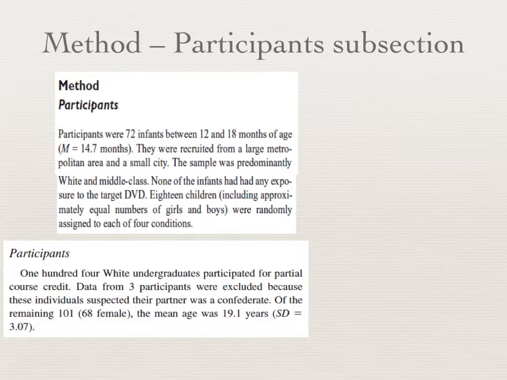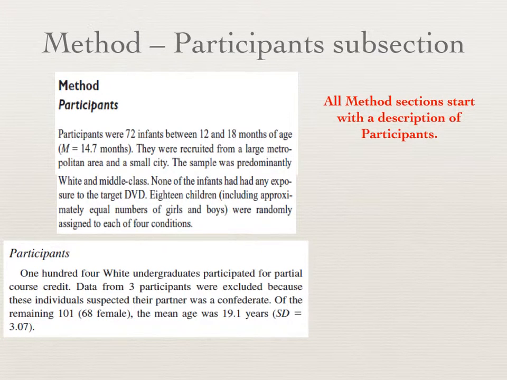Again, here's an undergraduate sample. So 104 white undergraduates participated for partial credit. We still have the age there, and we have the breakdown of male to female. So we have 68 females. The mean age was 19 years old.